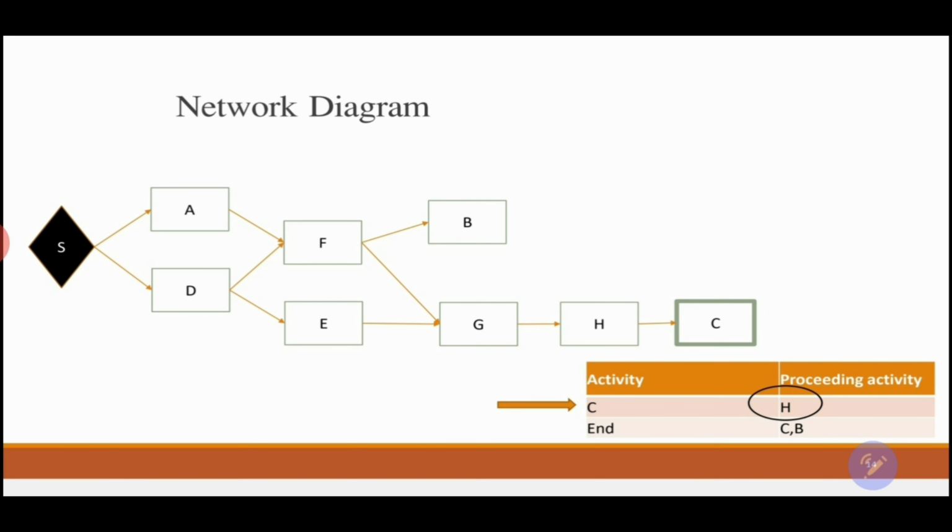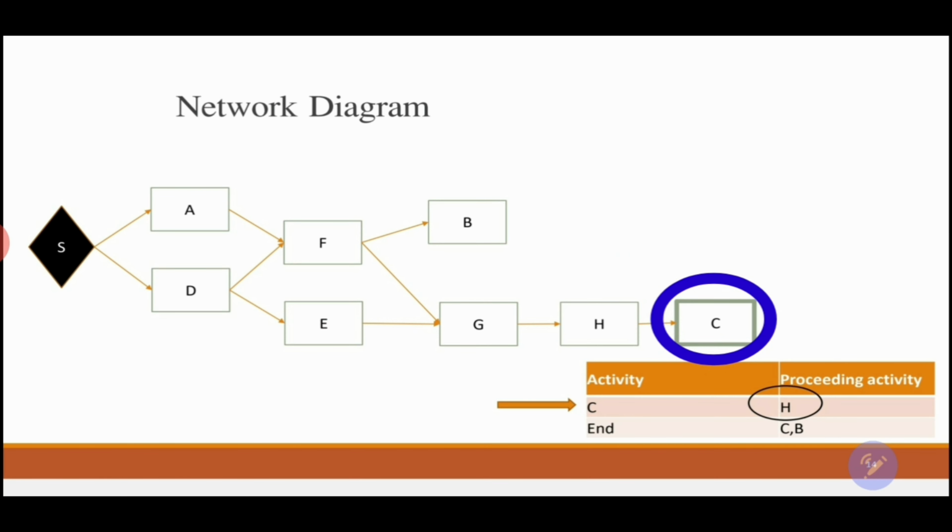Because we are running out of space, I'm going to just reduce the table, and I'm going to keep only the last two rows that I need to complete the network diagram. And now we are with activity C. Activity C, again, has only one predecessor, and that predecessor is H, and this is how it's presented in our network diagram.